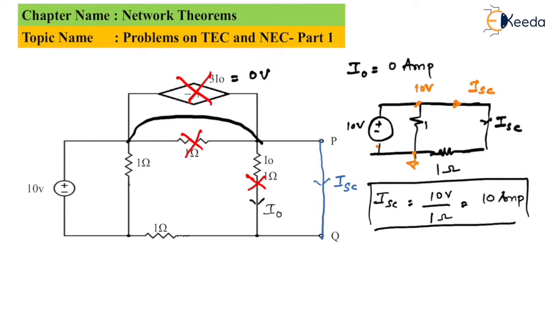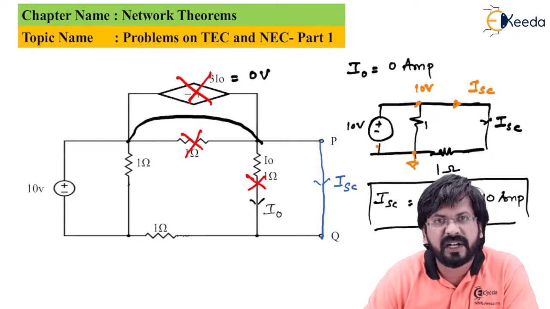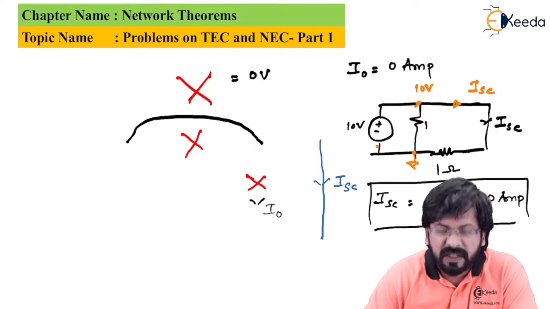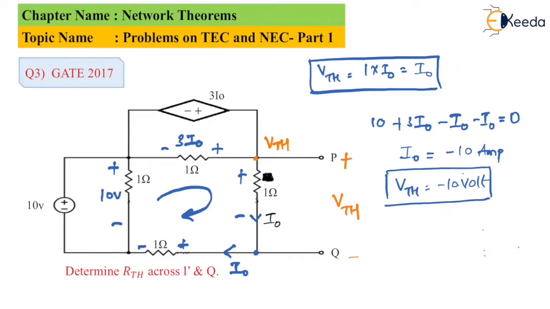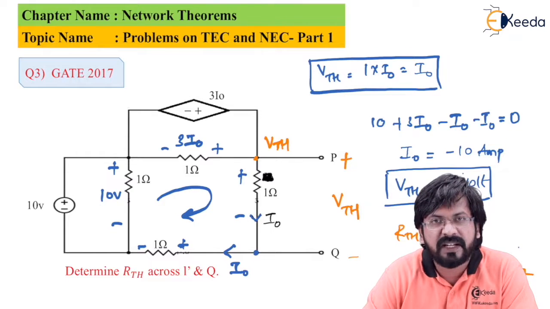So in the previous slide we calculated VTH. In this slide we have calculated ISC, which came out to be 10 ampere. We had VTH equal to minus 10 volt. RTH is VTH upon ISC. VTH came out to be minus 10, ISC we got as 10. So it results in minus 1 ohm. So the value of RTH is minus 1 ohm.